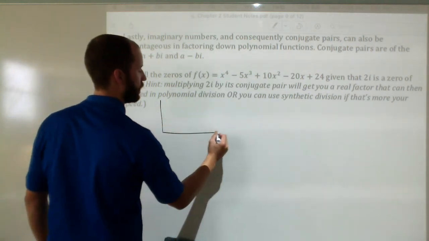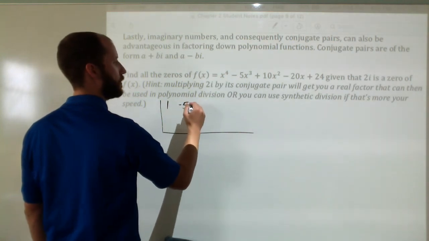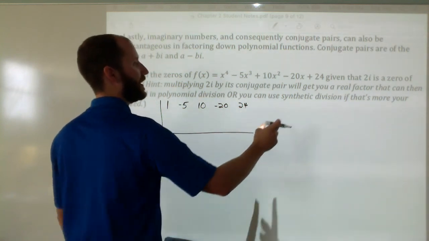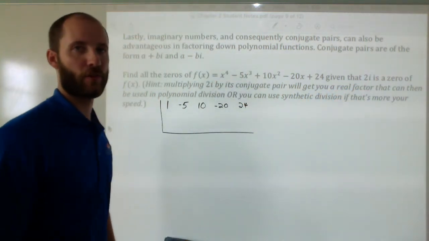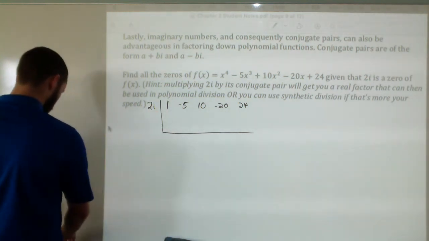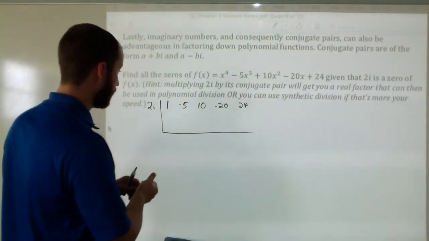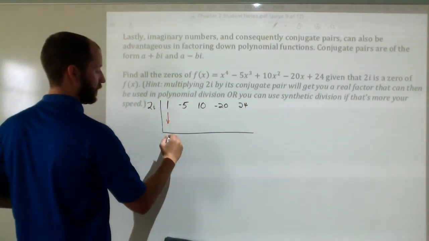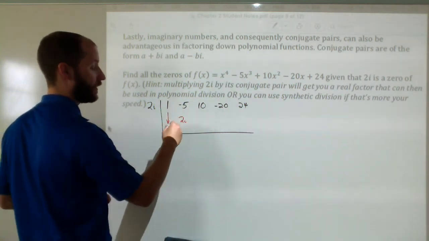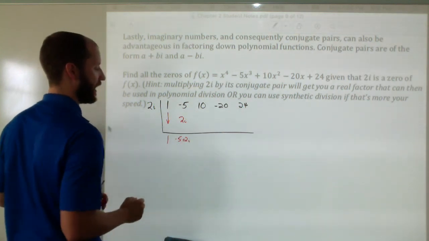So, if we take this quartic, put it into synthetic form, and then they say that 2i is a 0. So I'll put 2i out in front. I hope you're as excited about this as I am, because I'm pretty excited. Let's go ahead and drop that first term. Get a 1. 2i times 1 is 2i, and then you add. Now these are unlike terms, so we have negative 5 plus 2i.